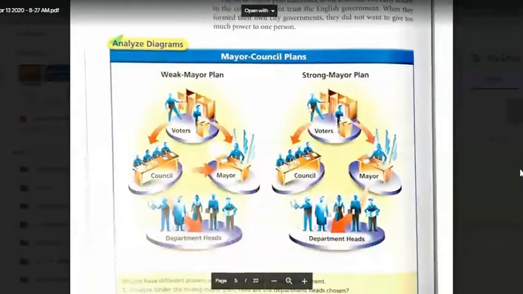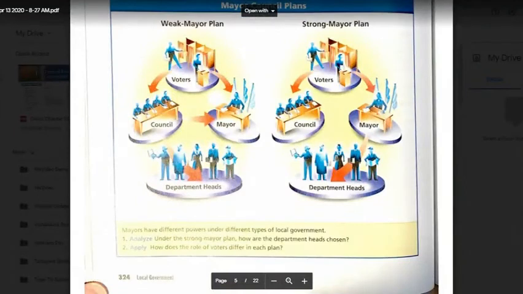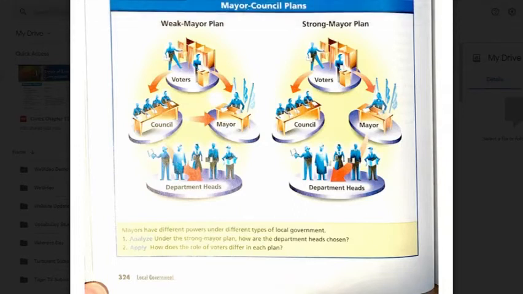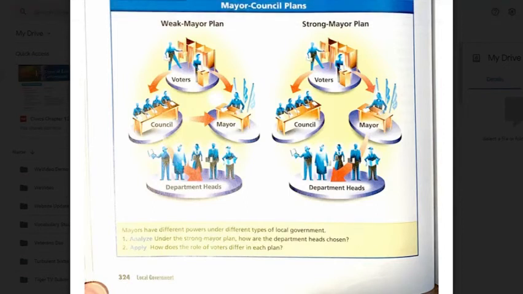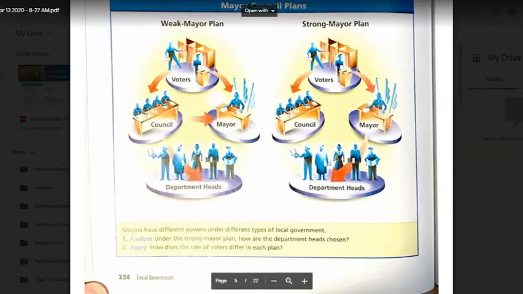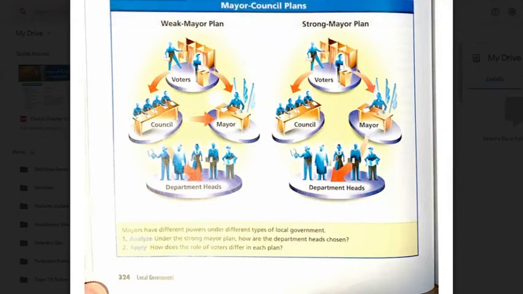All right, so in the diagram here, you see the weak mayor plan, and this is where the voter picks the council. They can also vote on the mayor, but then the council could also choose the mayor. That's what that means here. And then the council decides who the department heads are. In the strong mayor plan, the voters can choose the council and the mayor, but you'll see that the mayor chooses the department heads. In Morris, we kind of have a combination of a weak mayor plan with a council manager plan.